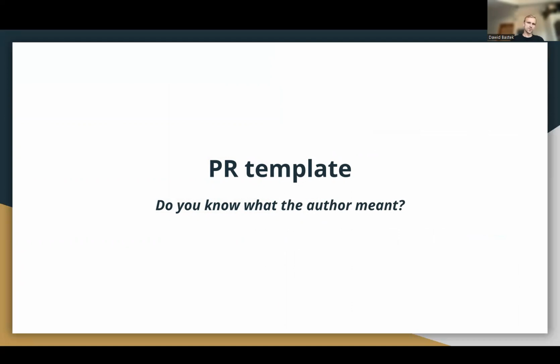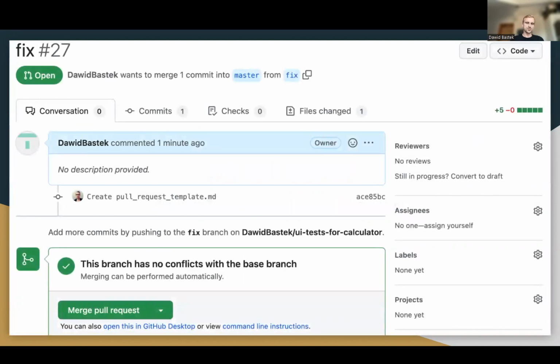I saw it in a few of the projects where I worked, but I think it's still underrated because a lot of people don't know about it. So what exactly is a pull request template? As the name says, it's like your template for a pull request. So I will show you. You just create a documentation file, and when you create a pull request, the template will be added to the description of your pull request, the PR.